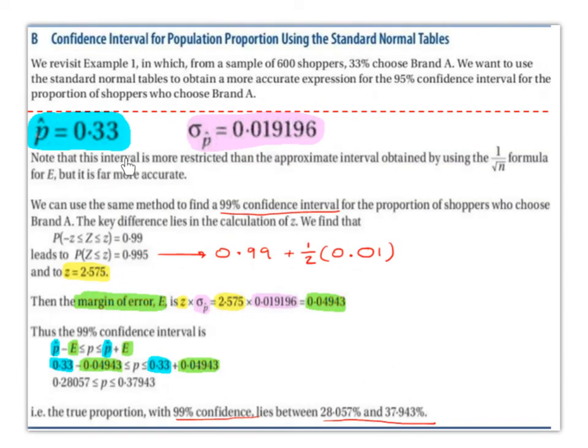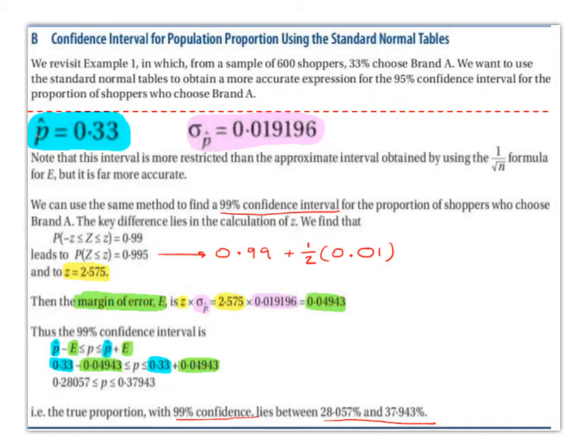Note that this interval is more restricted than the approximate interval obtained by using the 1 over root n formula for E, but it is far more accurate. We can use the same method to find a 99% confidence interval for the proportion of shoppers who chose brand A. The key difference lies in the calculation of Z.